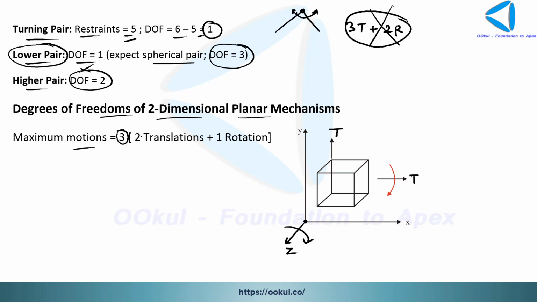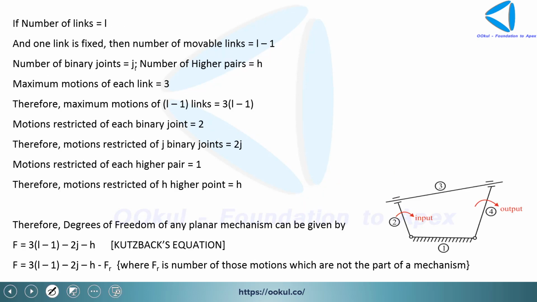So you have 3 total motions, that is 2 translational plus 1 rotation. So these are the maximum number of motions. Okay, so for the degree of freedom to be calculated in 2D, we will write it as 3 minus restraints. Okay, 3 minus restraints, or we will write it as 3 minus restrictions. Clear?